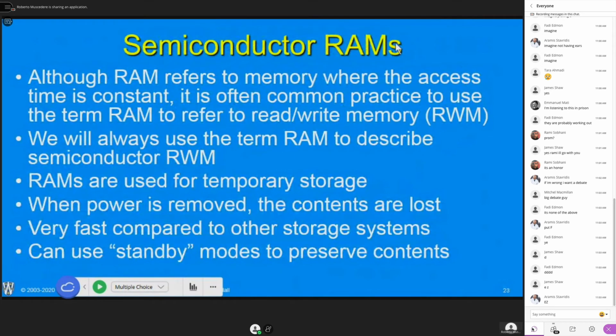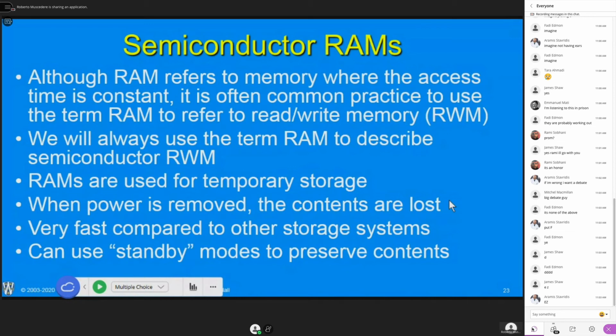Okay, let's move on to our semiconductor RAMs. Now, when I'm using RAMs here, I'm of course talking about read-write memory. But our term has always been RAMs, so you're never going to avoid it. It's just the way it is. So we'll use the term RAM to describe them. So again, RAMs are random access memory. The access to everything I'm talking about here is random, but the access time is consistent.